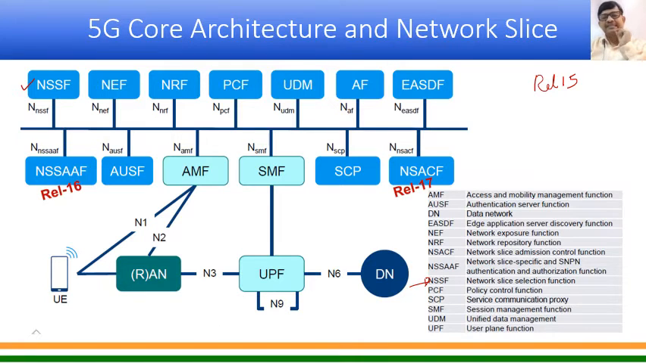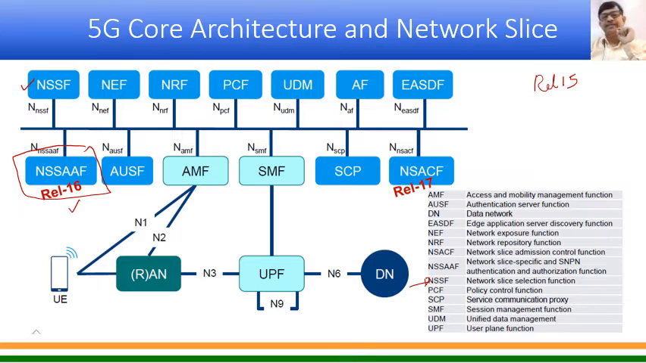In release 16, there were certain enhancements, and one more network function was added. This is the NSSAAF, the network slice specific authorization and authentication function. That means I can have a second level of authentication within the network slice for that particular service, and for that this network function will come in handy.